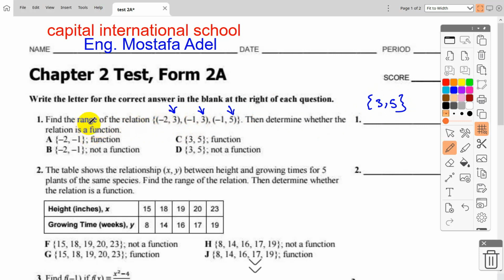Here the question is to find the range. I look at the y coordinate, which is 3, 3, 5. So the range is 3 and 5.